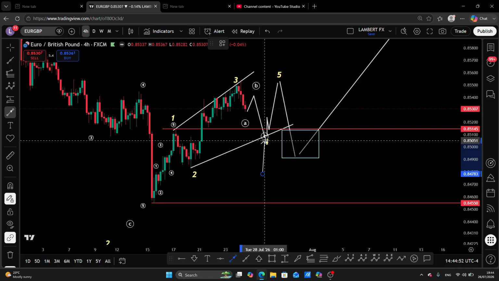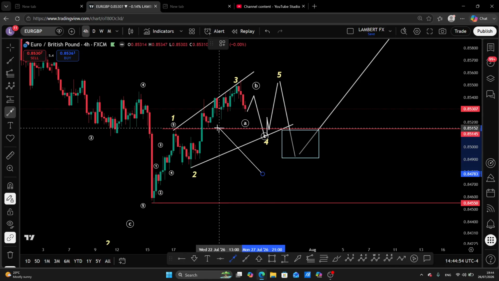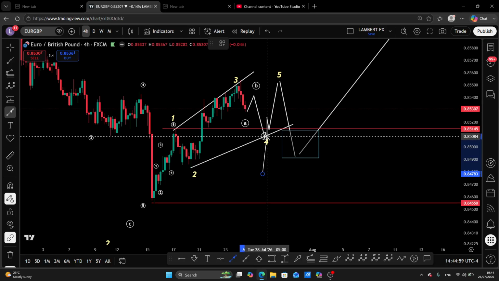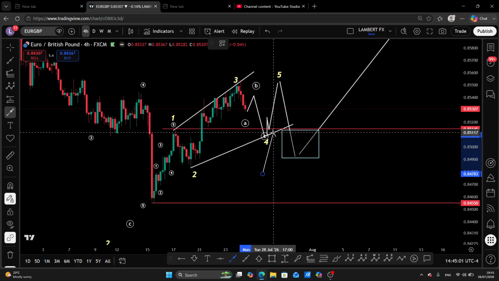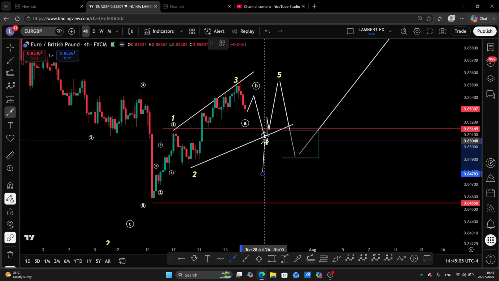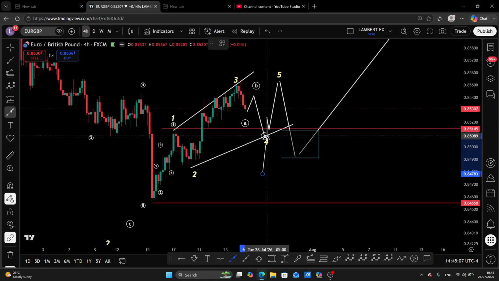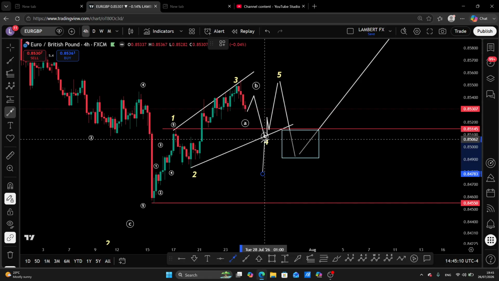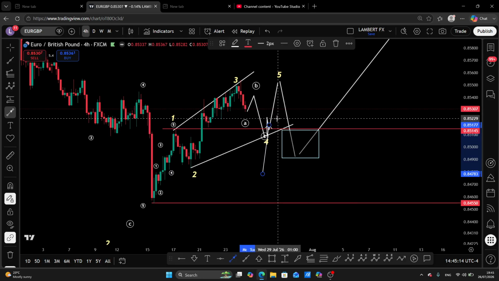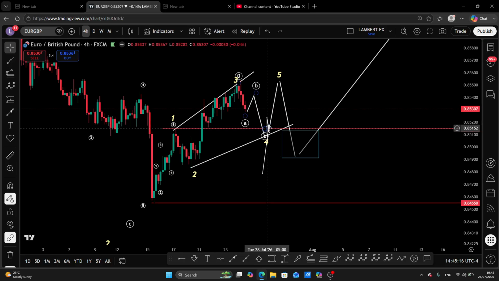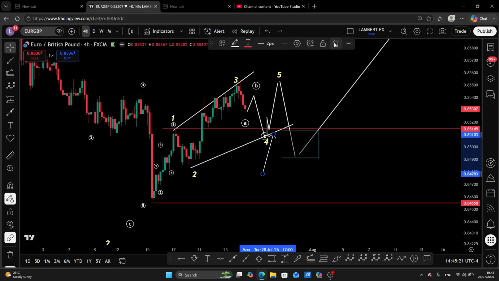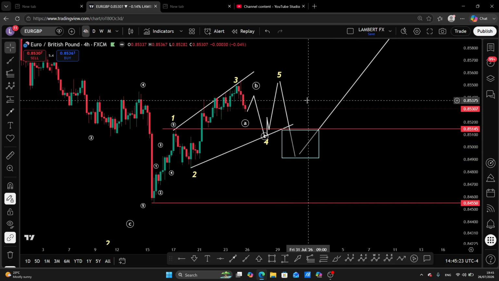Yeah, once the price trades below this red line here, then this is confirmed to be a leading diagonal. Again, if you know how to trade this, you may want to go long once you see a buying signal here. So basically, wait for a push up, a retracement, and then you go long. Okay, so that is the Euro GBP.